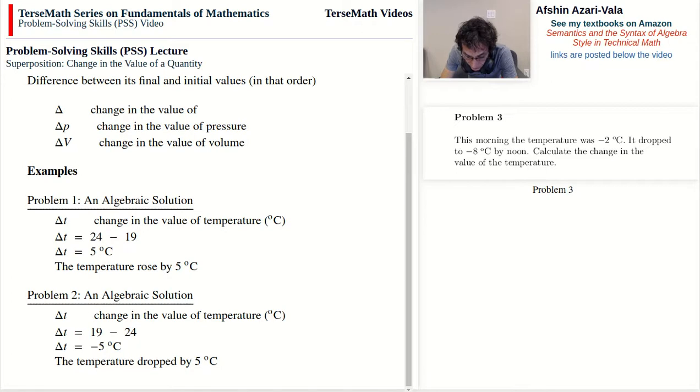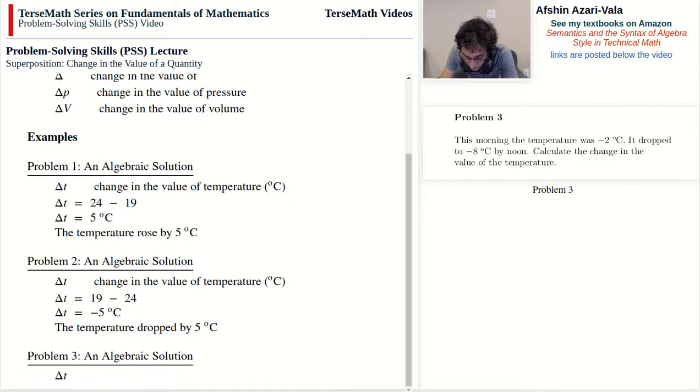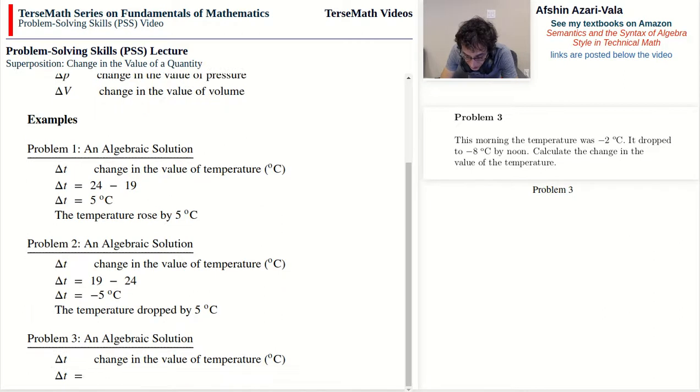Okay, for problem number 3, again we use delta T to represent the change in the value of temperature in degrees Celsius. And delta T becomes equal to, now this morning, that's the initial value, negative 2 degrees Celsius, and then it dropped to negative 8 by noon, and this becomes the final value. So it's negative 8, and then we subtract the initial value, which is negative 2. And there you have it.